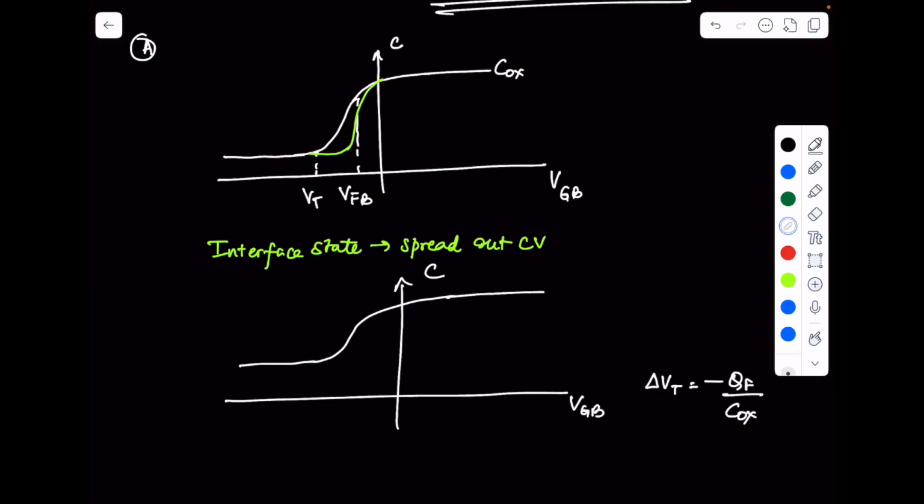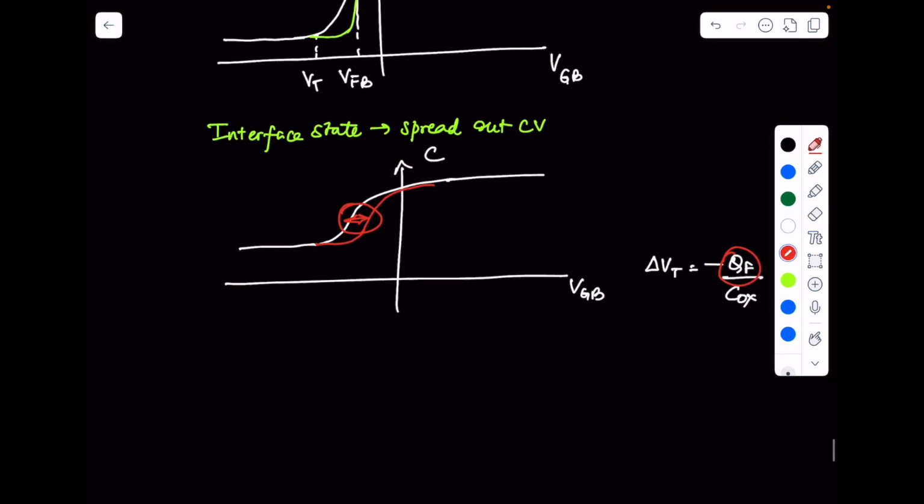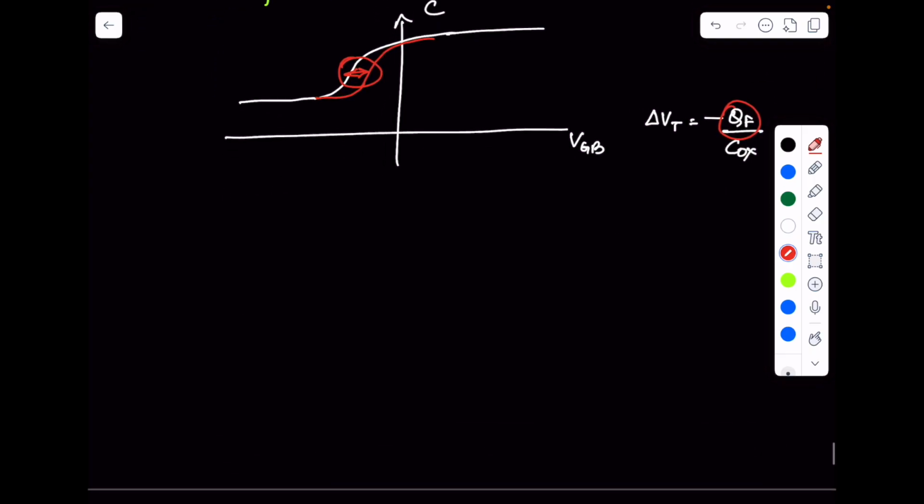So if I remove this fixed charge, then essentially my curve is going to shift towards the positive side, and how much it shifts by depends on the amount of fixed charge. So if I do an anneal which eliminates QF, the fixed charge, then my CV shifts towards the positive x-axis and it's a parallel shift. And this parallel shift is determined by what the effective QF was when the initial capacitor was made.